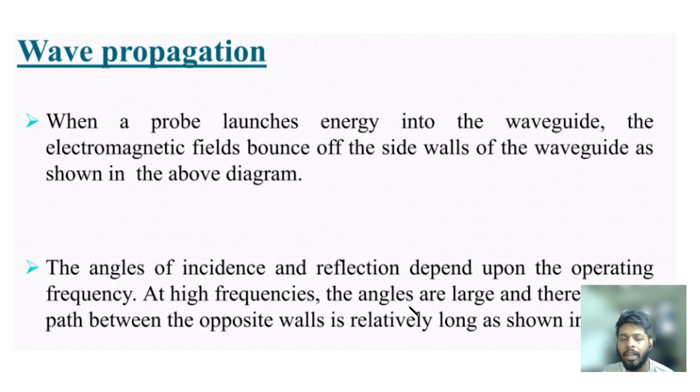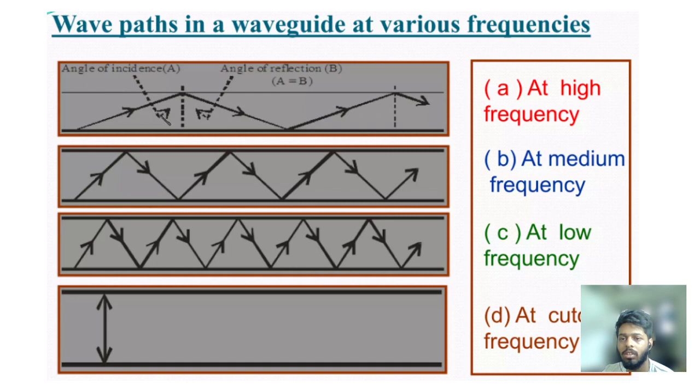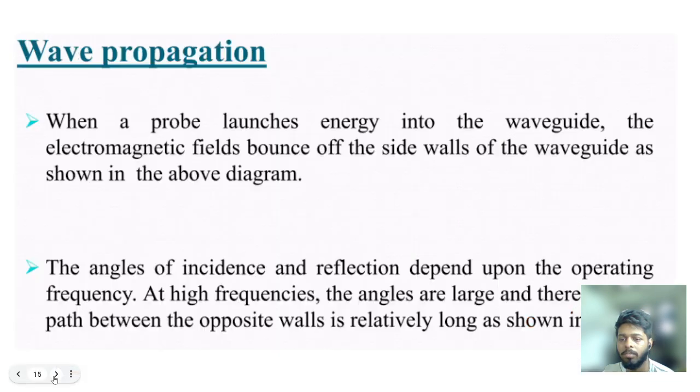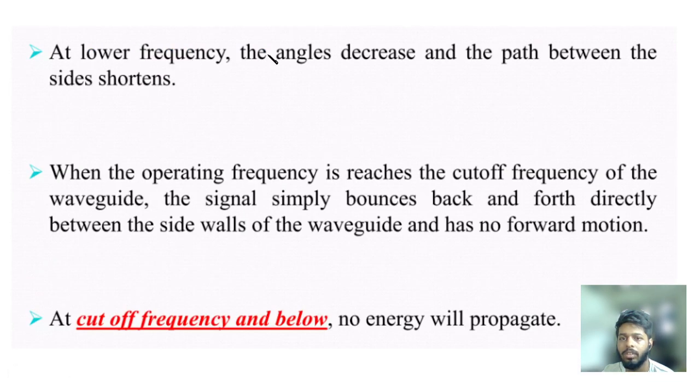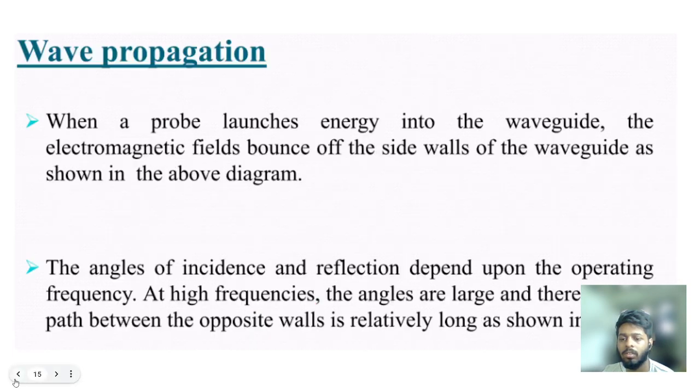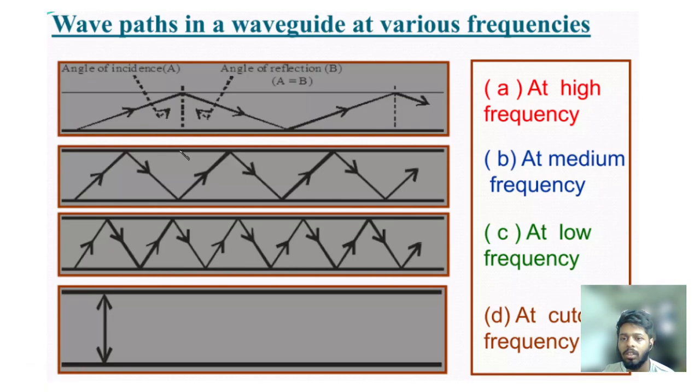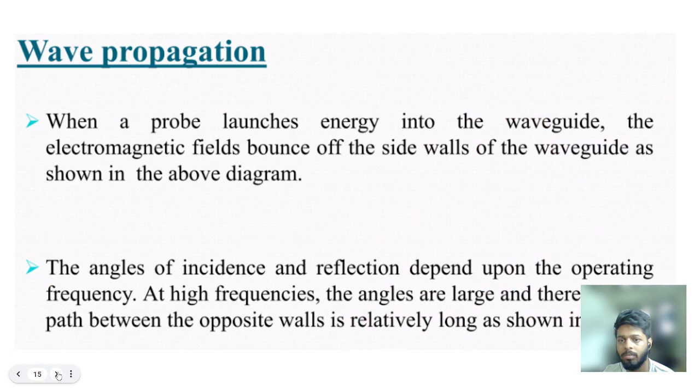At high frequencies, the angles are larger and therefore the path between the opposite walls is relatively long. As you can see in this one, the angle of incidence and angle of reflection are large, so they have a longer path. At lower frequency, the angle decreases and the path between sides shortens. Let us see, at medium frequency this has shortened in comparison to the first one at high frequency.